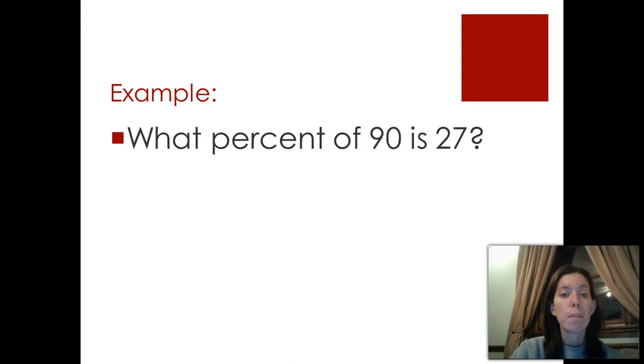Here's one final example. I want you to work on this example by yourself. Get to an answer that you feel comfortable with, and we'll talk about it during class tomorrow.